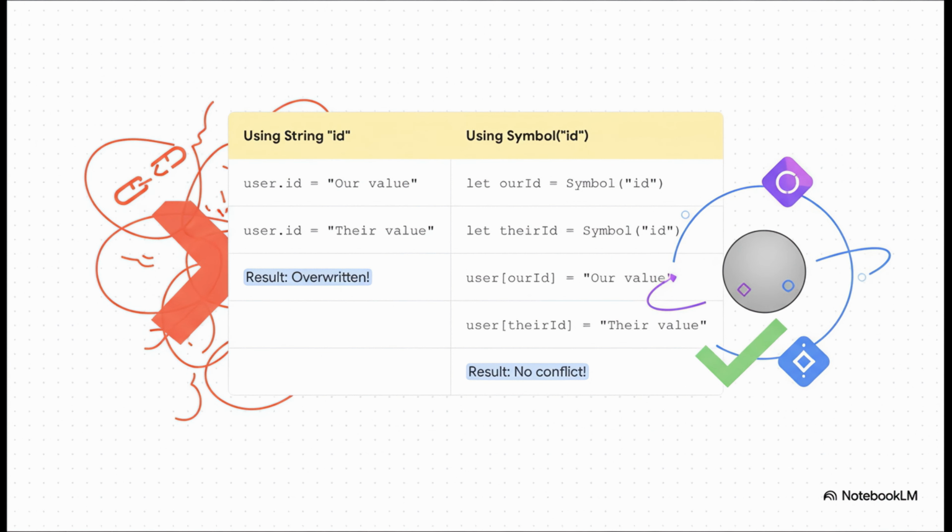And this right here, this slide just lays it all out beautifully. On the left, using a string key leads to that destructive overwrite. But look at the right. The solution is so elegant. Our code creates its own unique symbol, and the other script creates its own. We can both add data to the exact same object using our unique symbol keys, and there's absolutely zero conflict. Boom. Problem solved. Just like that.